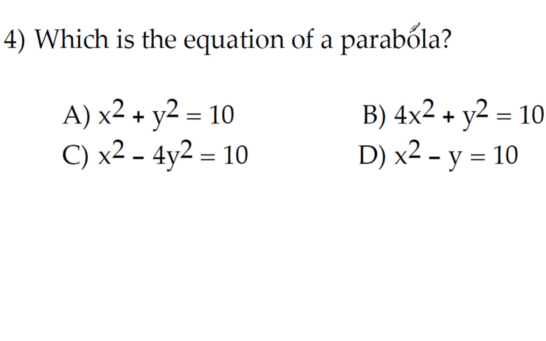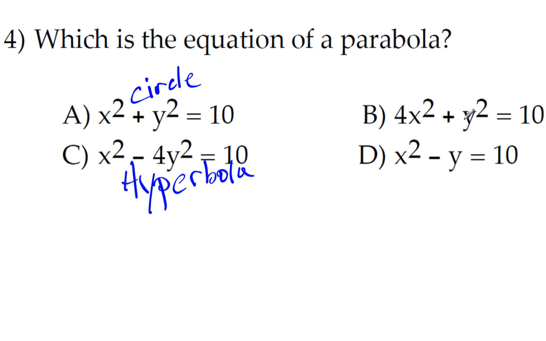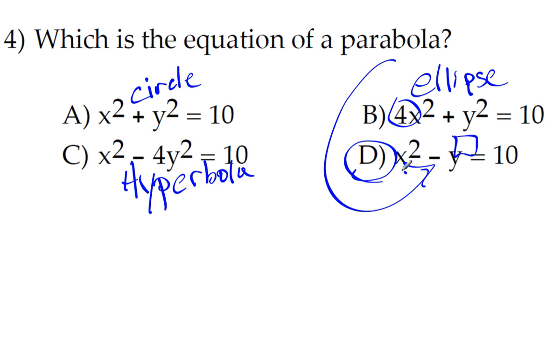Alright, which equation of these is a parabola? Well, I look at A. A is definitely a circle. B, we've got the minus sign. That is a hyperbola. Here we got a plus sign. We've got a different number out here with the plus sign, though. That means ellipse. And this guy with only one square, the y doesn't have a square, that one is going to be our parabola.